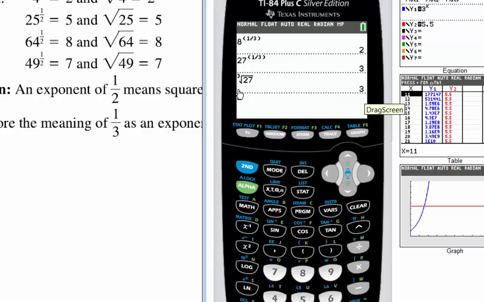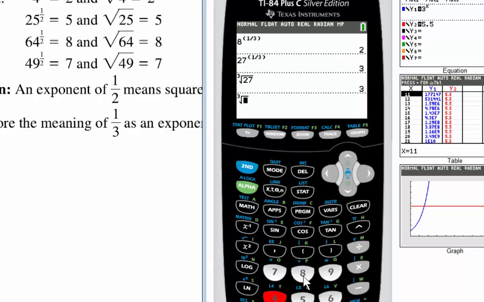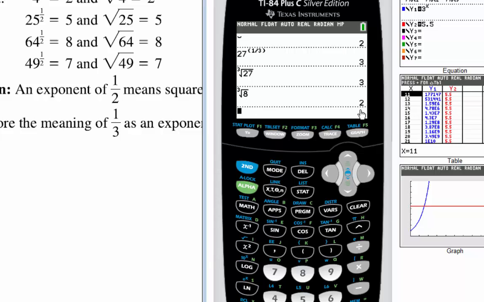Incidentally, this cube root function, if I press the math key and take a look at number 4, that says cube root, and I can put in a number here. I'll put in 8. So I'm saying the cube root of 8 is 2. Okay?